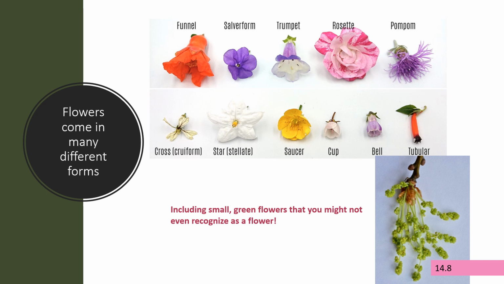Flowers are incredibly diverse, and some you might not even recognize as flowers. Flowers that are pollinated by animals tend to be showy and colorful to attract pollinators. But wind-pollinated plants, like the oak shown on this slide, tend to have small green flowers.